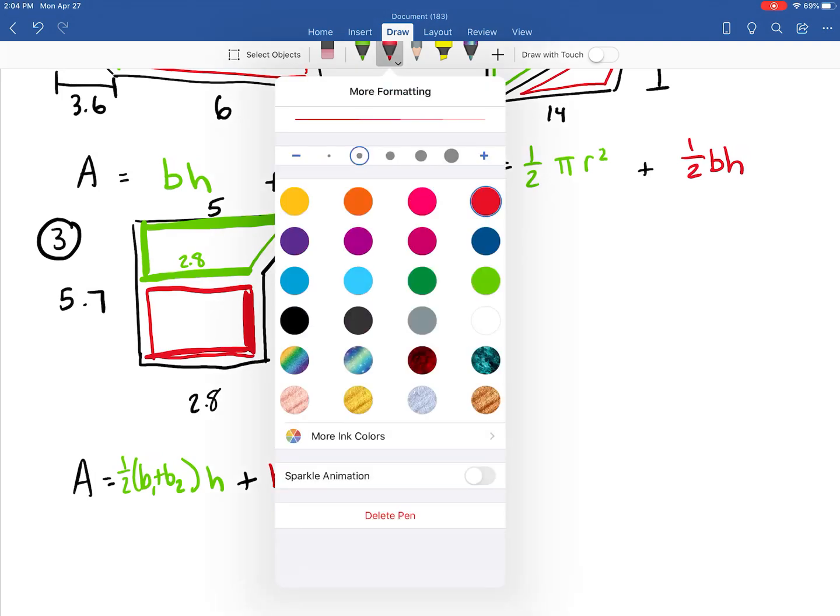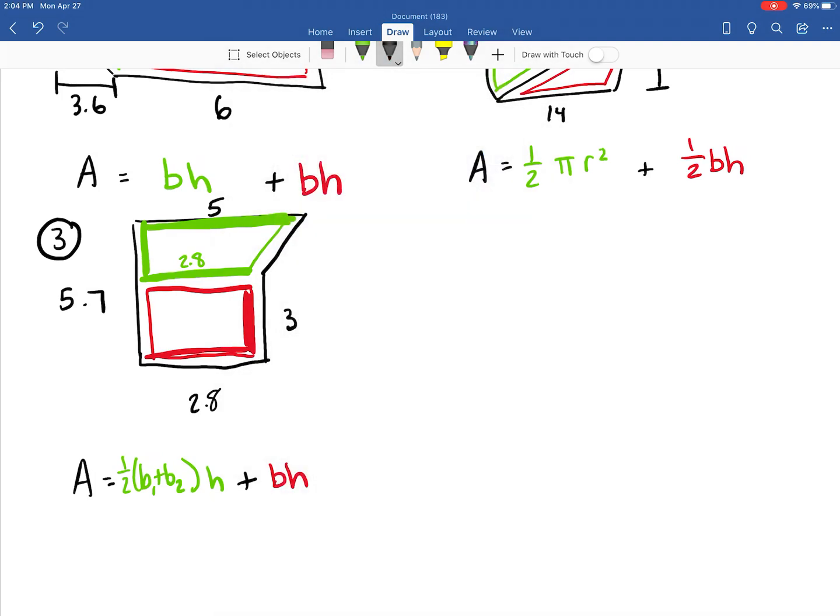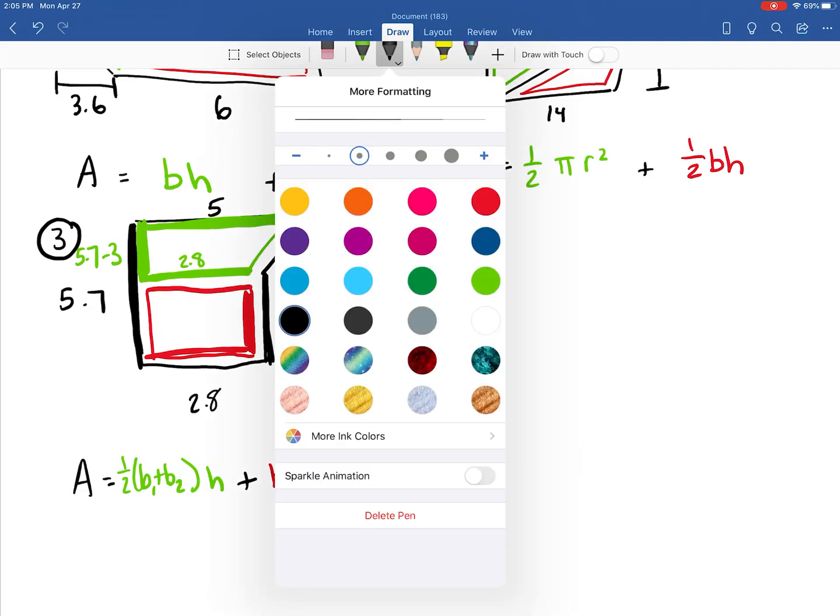This entire side is 5.7, but I only need this portion. So in order to find my height, I need to subtract this part. That's what I don't need. So my height would be 5.7 minus 3. Again, we have all of our information. You would plug it into your formula and you would solve.